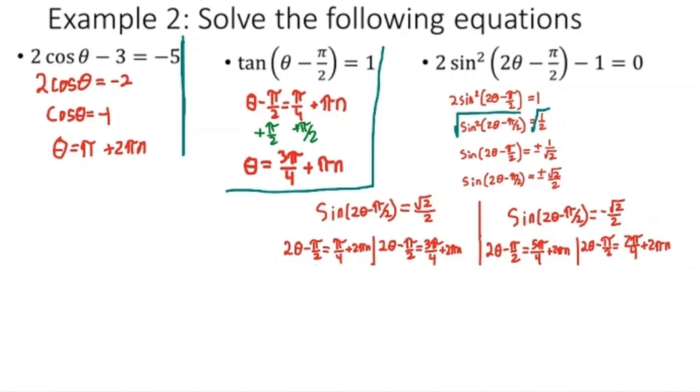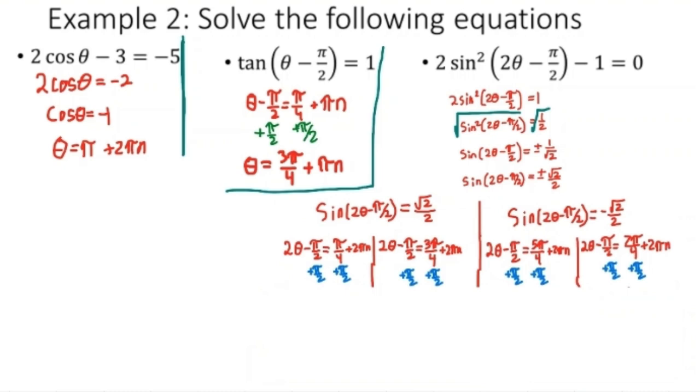So here we have 4 possible families for 2 theta minus pi over 2. It can either be pi over 4 plus 2 pi n, 3 pi over 4 plus 2 pi n, 5 pi over 4 plus 2 pi n, or 7 pi over 4 plus 2 pi n. Now we need to solve for theta in each family separately. Luckily, our procedure will be exactly the same for each family.